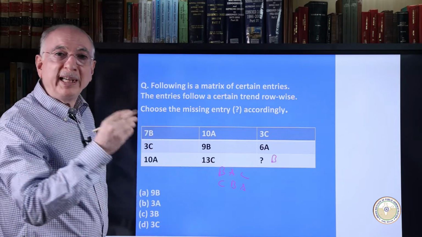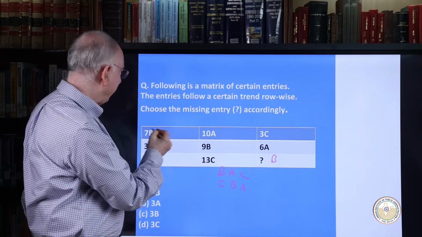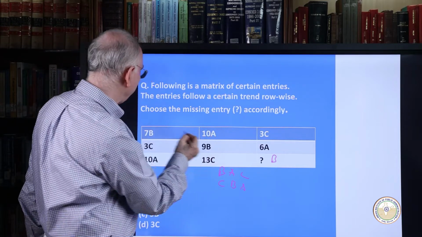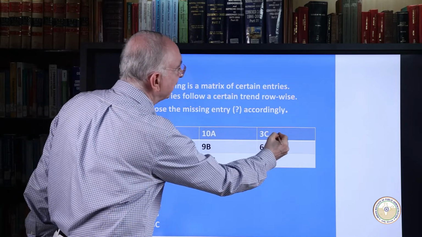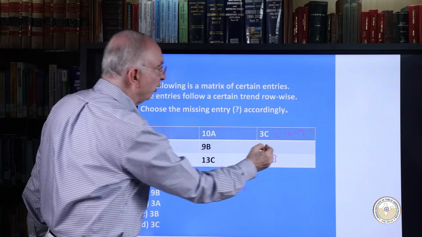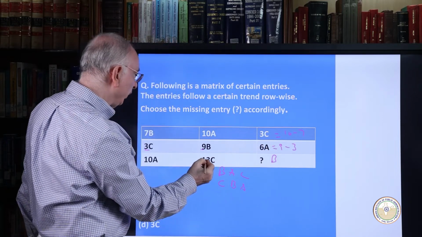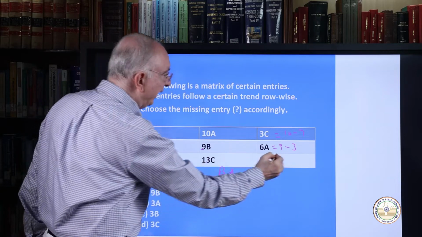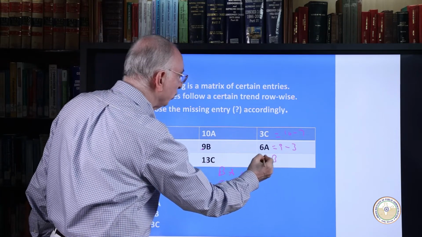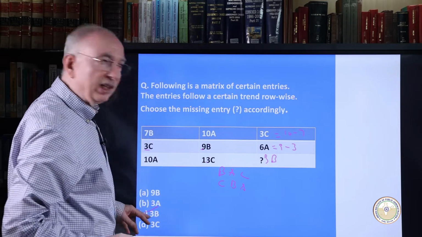Now we have to see the numeric part of this. What will be this? Now notice 10, 7, 3. If we subtract 10 from 7, we get 3. Likewise, if we subtract this 9 part from 3, we get 6. 9 minus 3. Likewise, if we do this 13 from 10, that means 3. So the answer will be 3B. Therefore, the right option is C.